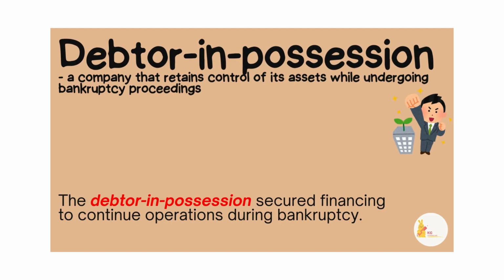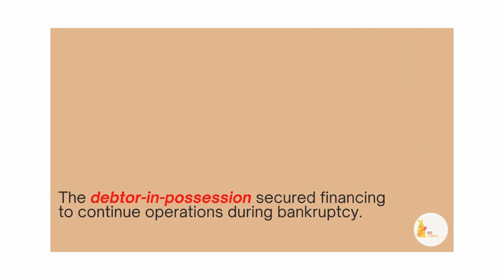Number 4. Debtor-in-possession. Please repeat. Debtor-in-possession means a company that retains control of its assets while undergoing bankruptcy proceedings. Example: the debtor-in-possession secured financing to continue operations during bankruptcy.